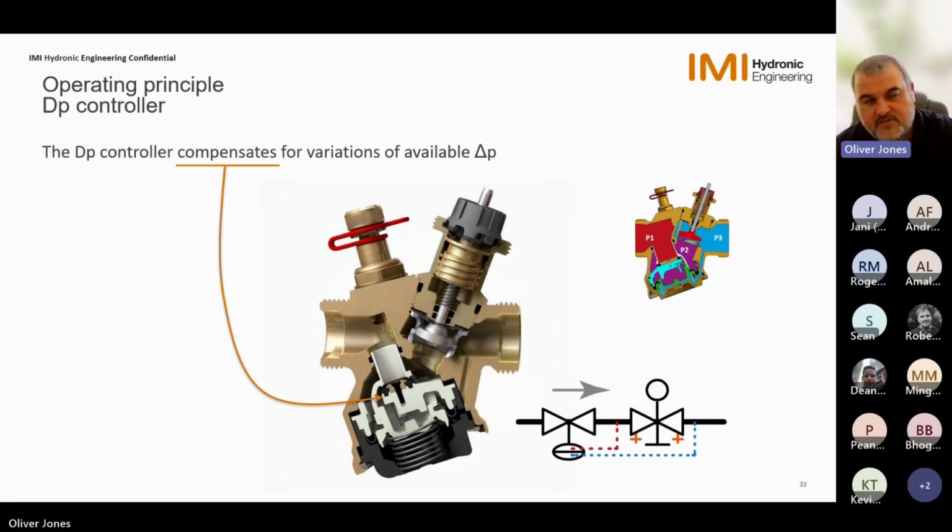So how does the valve work? When we look at the DP controller, this compensates for variations of available differential. So as I said, our P1 pressure is coming in. This is changing constantly, so it's increasing or decreasing. So as it increases or decreases, the diaphragm within internal of the valve is going to adjust to counter those increases.